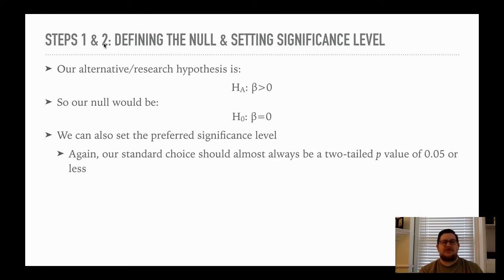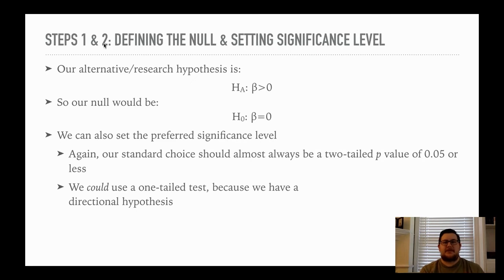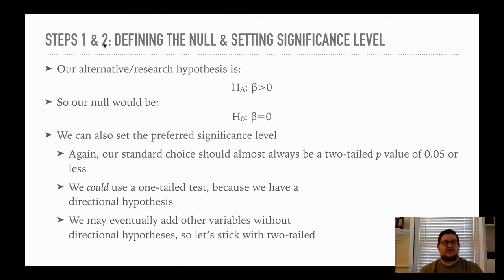Now we also set the preferred significance level. Again, it's almost always going to be a two-tailed p-value of 0.05 or less. We could use a one-tailed test because we have a directional hypothesis: we think that B is going to be greater than 0. If we had just said that B is not equal to 0, that would be a non-directional hypothesis. We may eventually add other variables without directional hypotheses, so it's good to stick with the two-tailed test. That's the standard test to use. But you will see papers that report P equals 0.10 one-tailed or P equals 0.05 two-tailed. Those are directional hypotheses.